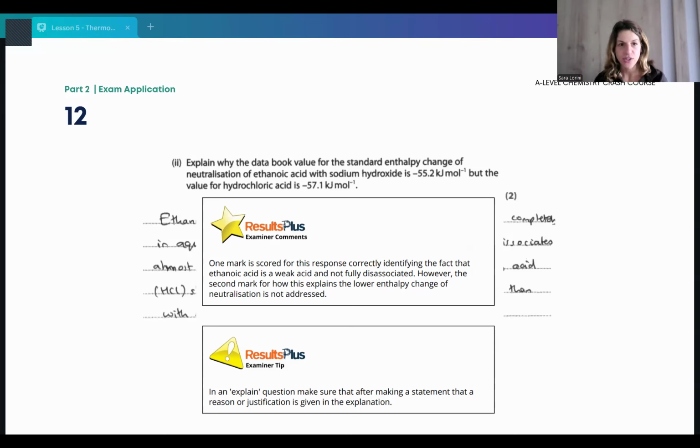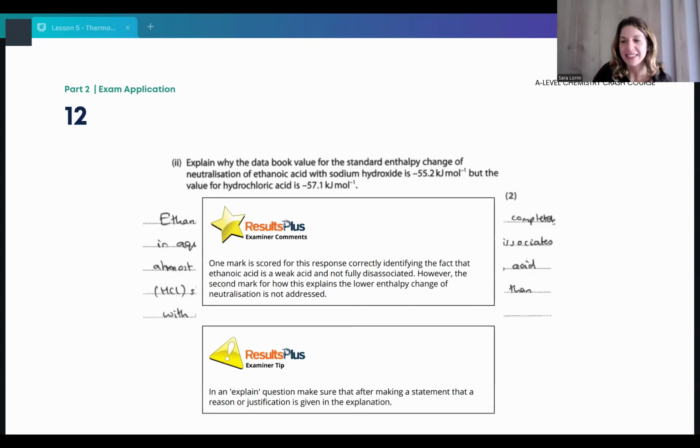And if you mention something like it takes energy to fully dissociate, then I think it would still be a mark. Okay, but how this explains the lower enthalpy change of neutralization is not addressed. It could also be relative to the fact that if it doesn't fully dissociate, it forms less water, so less energy is released. Okay, so think again about the definitions of the enthalpies. And this can really link to the explanation. Okay.